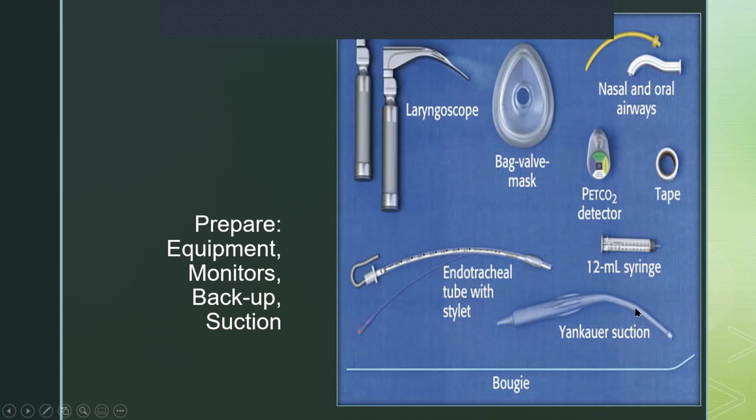Yankauer suction, which is a specific type of suction. The Yankauer is the rigid suction. Those floppy ones that we have are just normal suction catheters. You use what you have, basically.